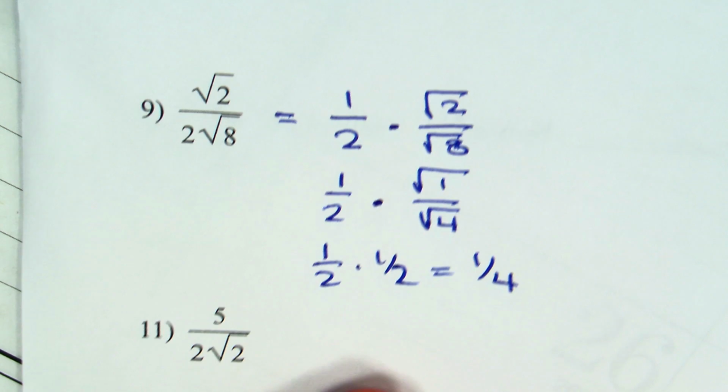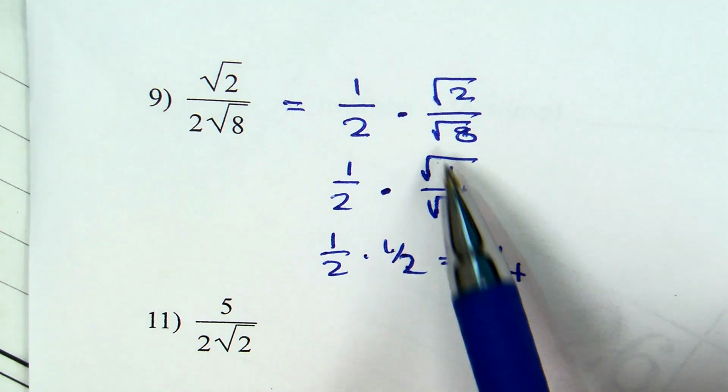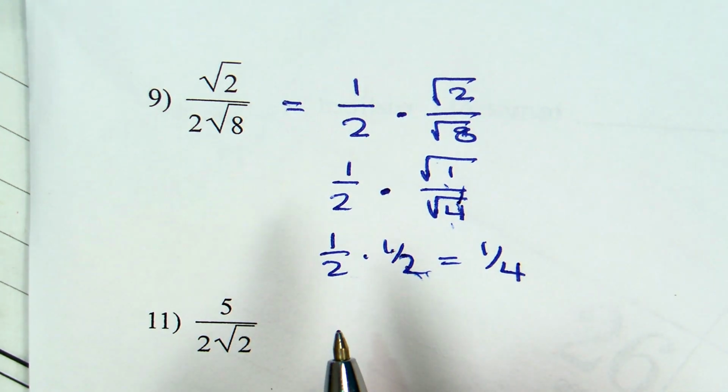Alright? Square root of 1 is 1. Square root of 4 is 2. Square root of 1 over square root of 4 becomes 1/2. 1/2 times 1/2 is 1/4.